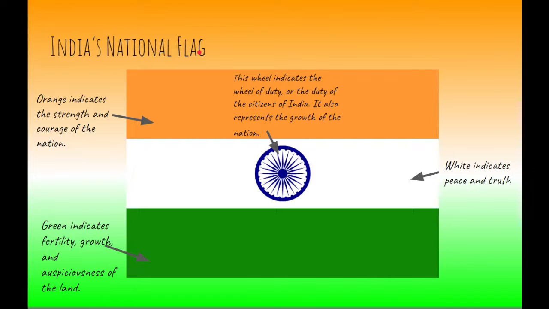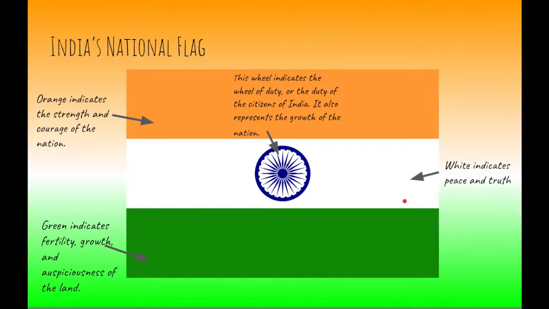India's national flag. Each flag has a color that represents what that flag is. So these are India's colors that represent this. This wheel indicates the wheel of duty, or the duty of the citizens of India. It also represents the growth of the nation. It's also called Dharma Chakra.